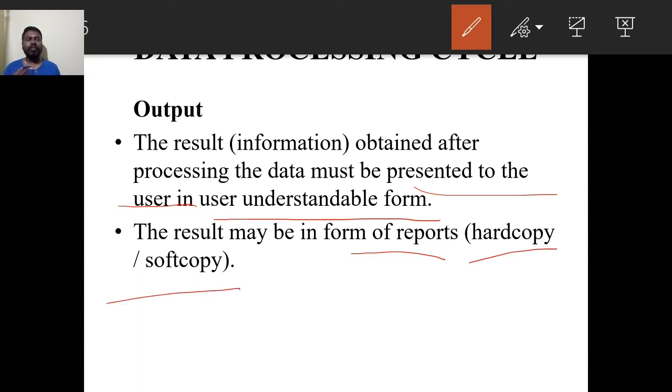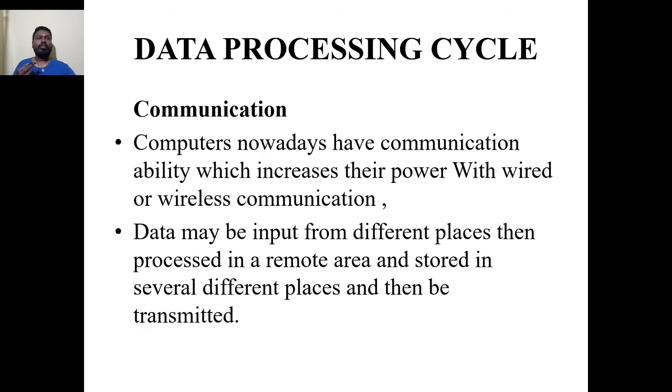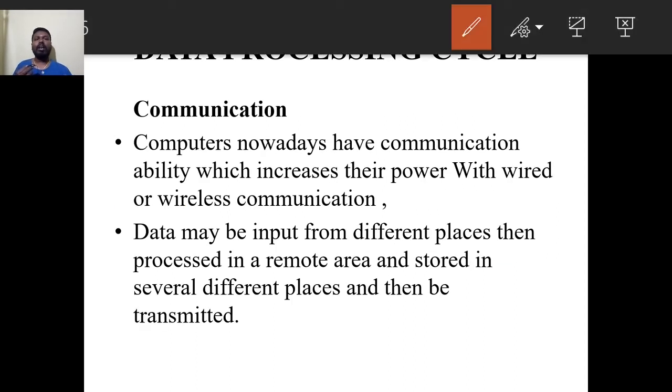What is hard copy? The information which is printed on paper is called hard copy. And what is soft copy? The information which is stored in a computer or any electronic device is called soft copy. So output may be in the form of hard copy or soft copy. Next, this is the last stage, communication. Nowadays computers have communication ability, which increases their power, with wired and wireless communication. The computer may communicate with wired or wireless communication.